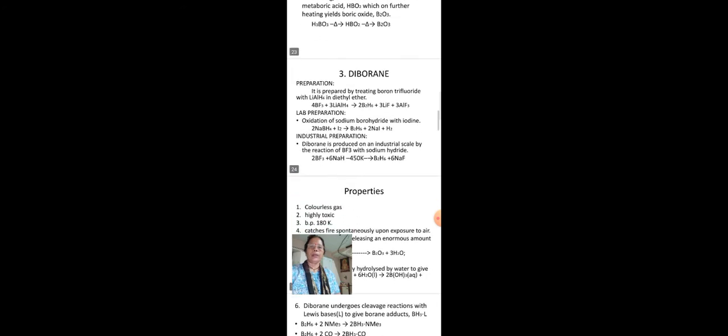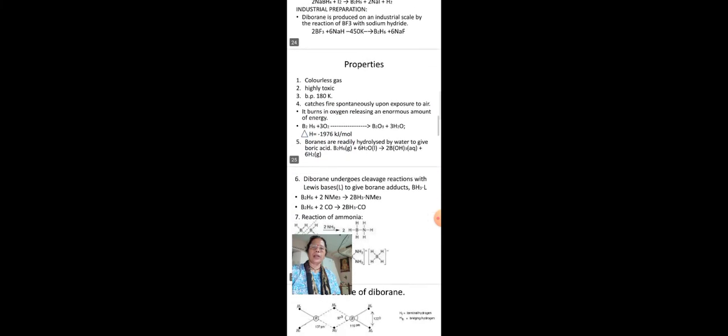The third compound is diborane. It is prepared by treating boron trifluoride with lithium aluminum hydride in diethyl ether, forming 2B₂H₆, that is diborane. Lab preparation is the oxidation of sodium borohydride with iodine, which forms diborane. Industrial preparation: diborane is produced on an industrial scale by the reaction of BF₃ with sodium hydride at 450 K, forming diborane.